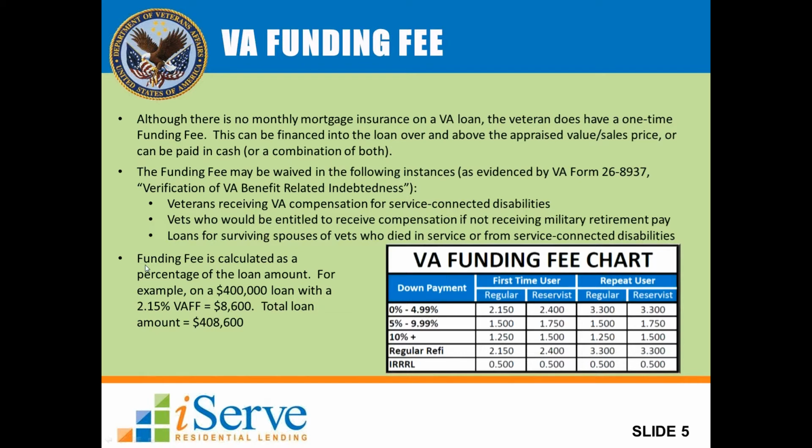So let's just look at a quick example here. So let's take a $400,000 deal. Let's just say that they have no down payment, so 0% down. They're a first-time user, regular military, so we're looking at 2.15%. So we're just going to take that loan amount, multiply it by 2.15%, and that's going to give us our VA funding fee amount of $8,600.